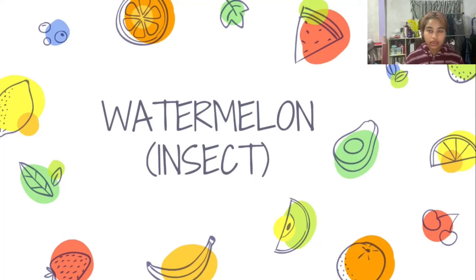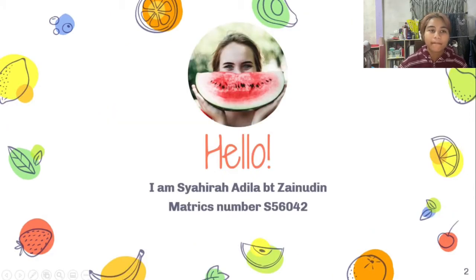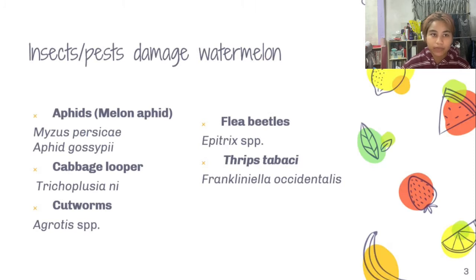Today I'll be presenting about watermelon, specifically about insects and pests. My name is Syairah Adila binti Zainuddin. My matrix number is S506042. These are some examples of the insects and pests that could damage watermelon.